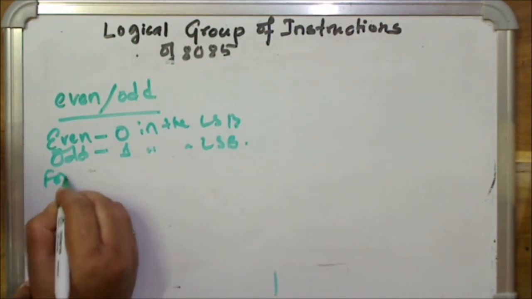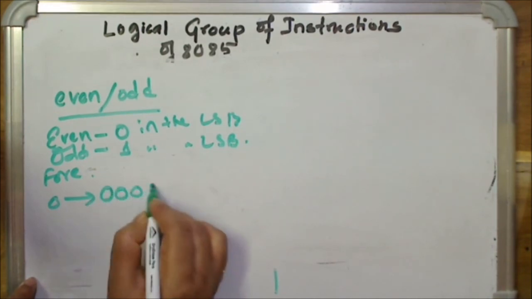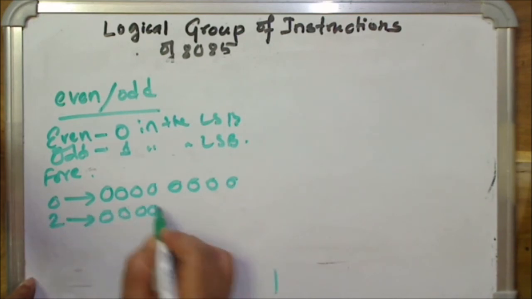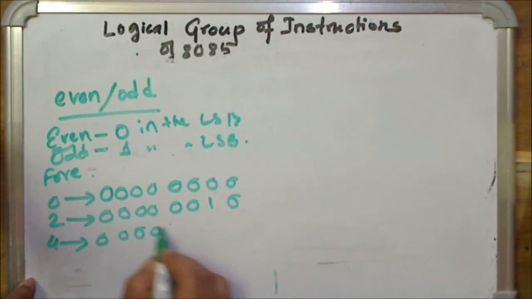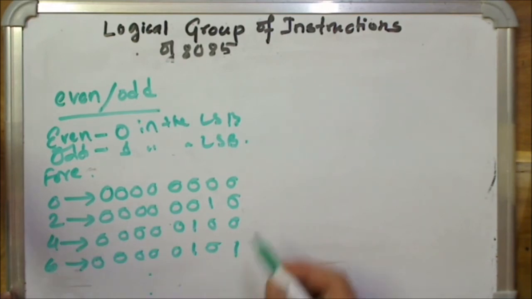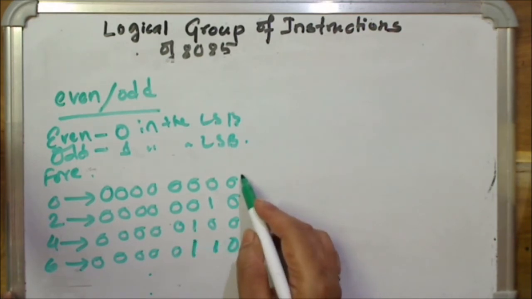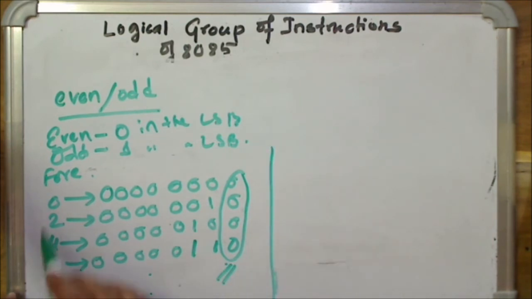For example, if you write 0 in binary form, what will be there? 0 0 0 0 0 0 0 0. If you write 2, the binary form is 0 0 0 0 0 0 1 0. If I write 4, 0 0 0 0 0 1 0 0. If I write 6, 0 0 0 0 0 1 1 0. So if you check all these binary numbers, you will see that the LSBs are 0 for the even numbers.